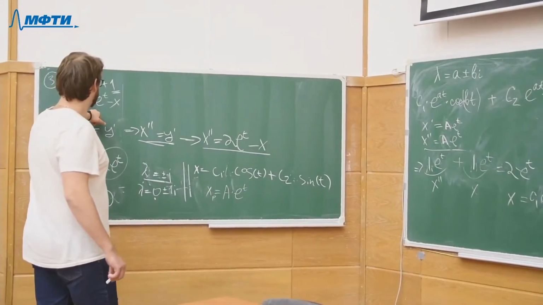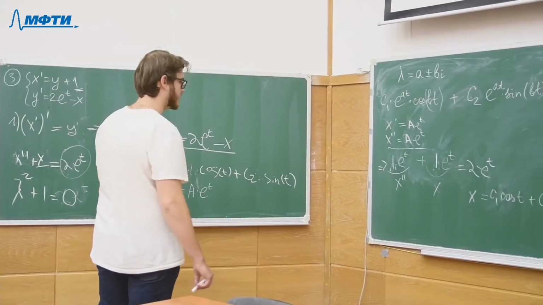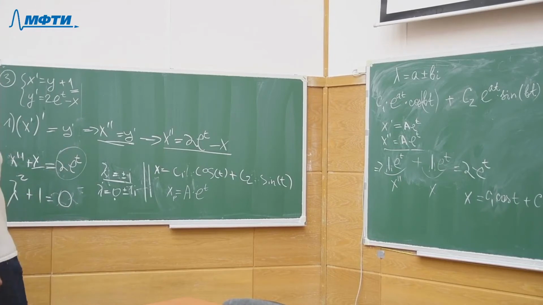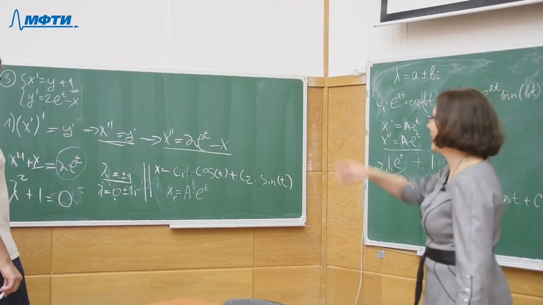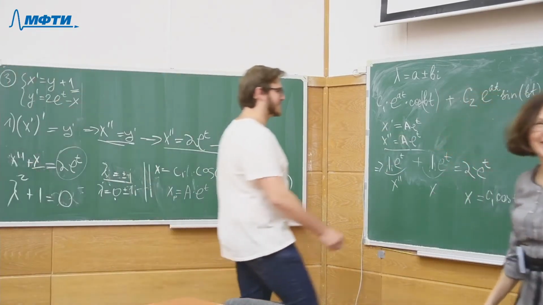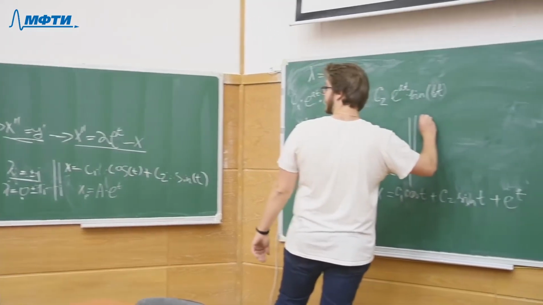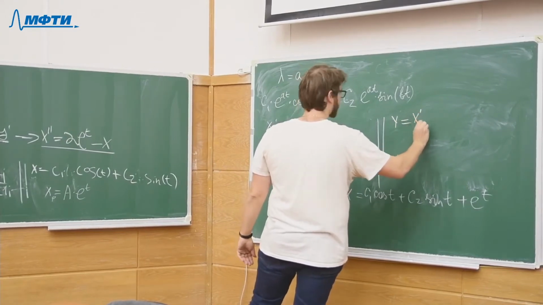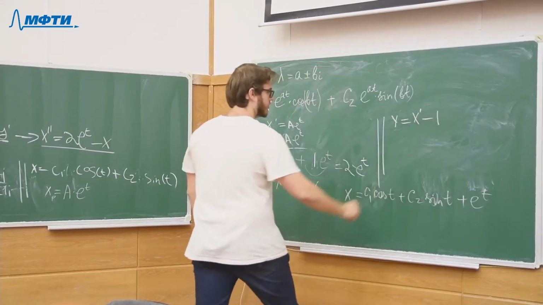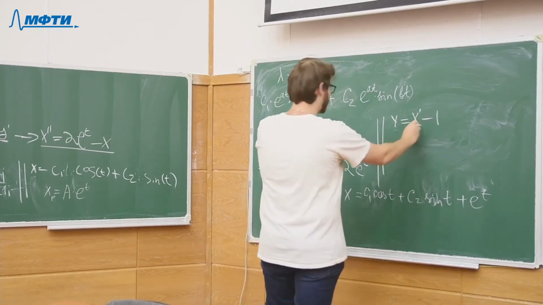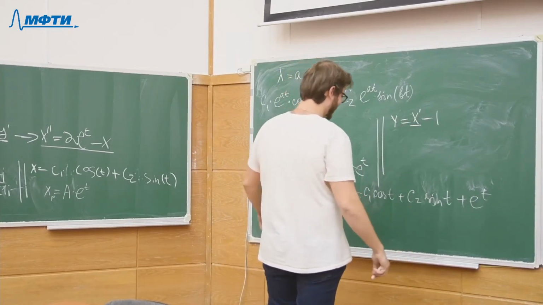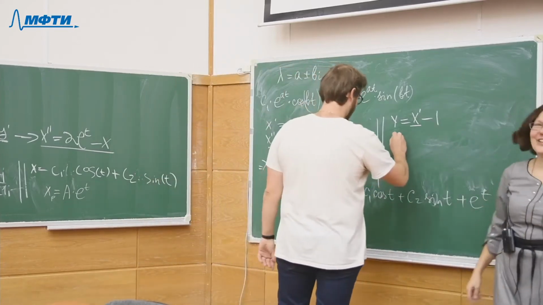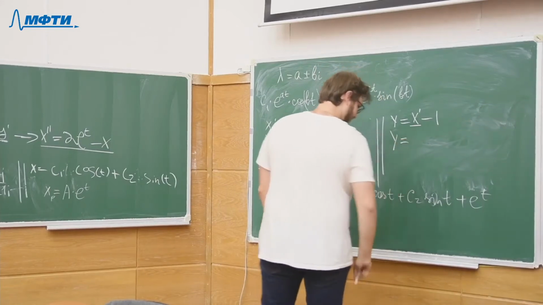Y prime. All right. We want to know y, not y prime. How to find y? Not as easy as that question. No, it is very easy from the first equation. Y is equal to x prime minus 1. So we differentiate x and substitute it here. So x prime, differentiate this, and right here.